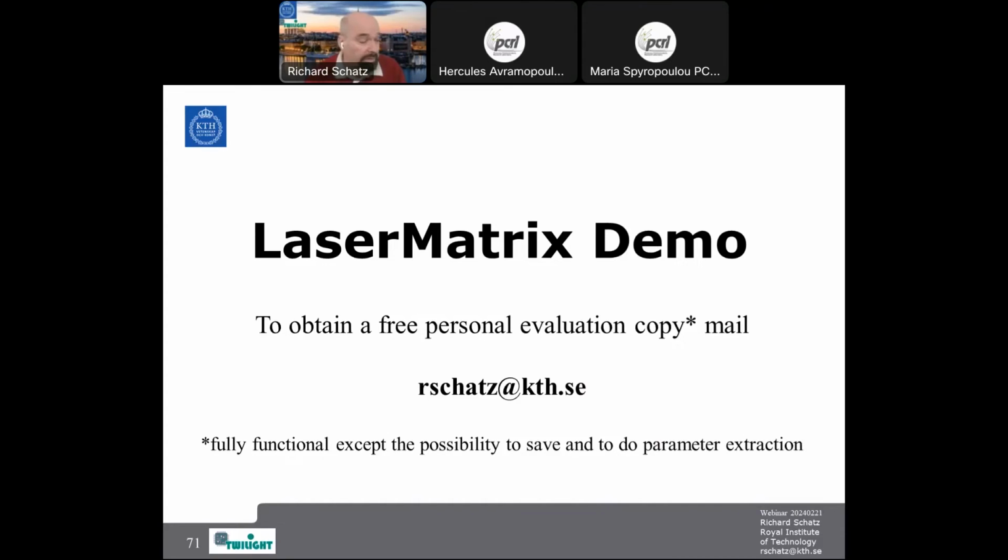So then we are ready for the demo, and maybe should we take a few minutes break before the demo? I see the time is already almost up, but maybe we can take 2 or 3 minutes break, and then I continue with the demo after that.